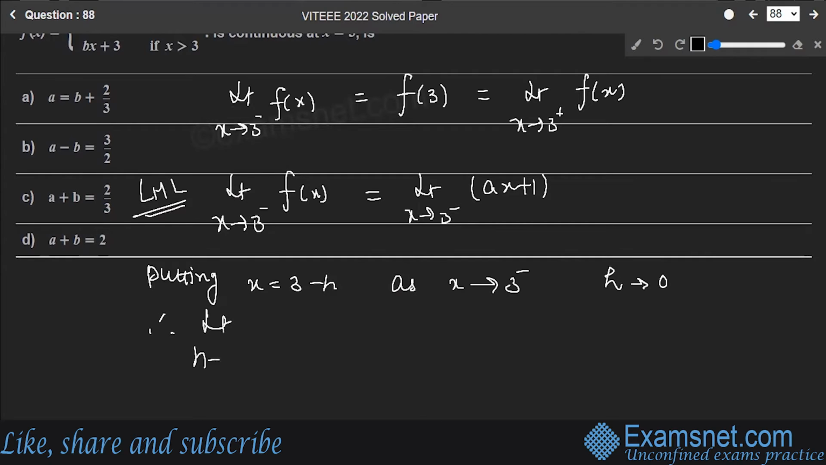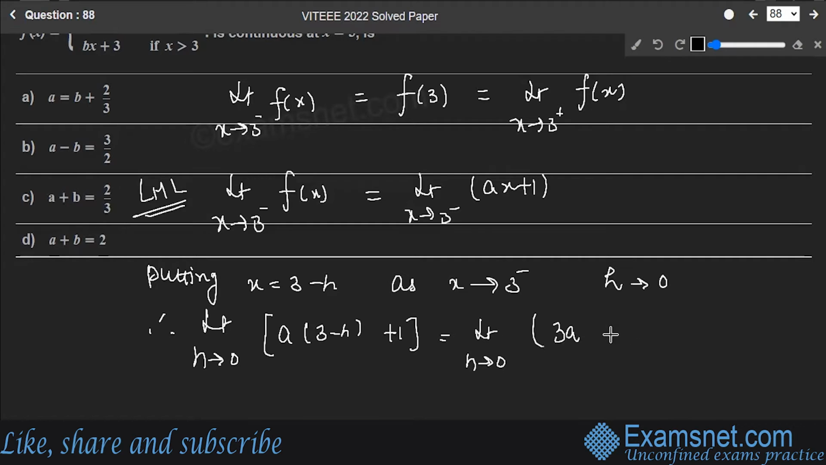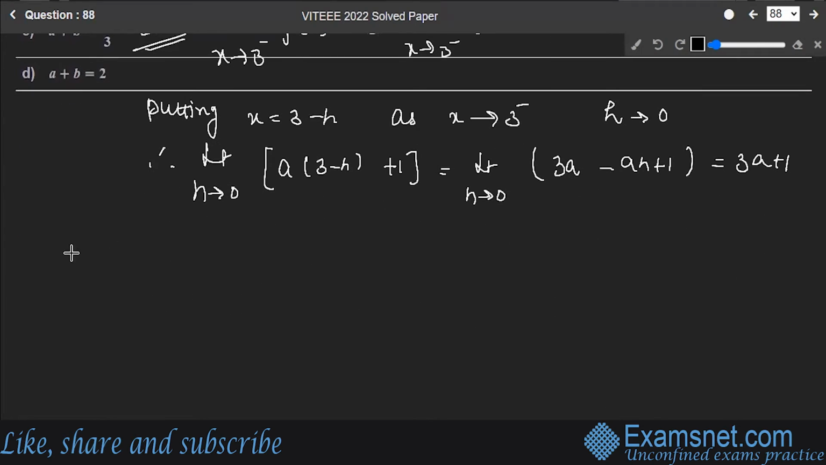Therefore, the limit as h approaches 0 of a(3 - h) + 1 is equal to the limit as h approaches 0 of 3a - ah + 1, which is equal to 3a + 1. Okay. Now I'll go for the right hand limit.